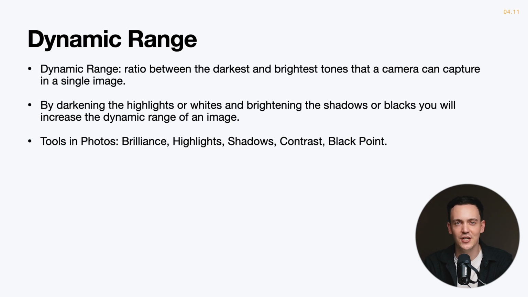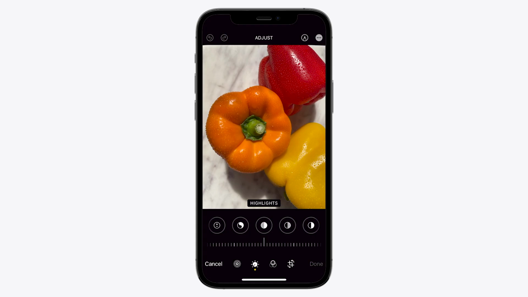Dynamic range is the ratio between the darkest and brightest tones that a camera can capture in a single image. In editing, we can increase the perceived dynamic range by brightening our shadows and darkening our highlights. This can infuse a little bit more detail into both of these sides of the spectrum. This process should be used with a little bit of caution because doing this too much can result in a really low contrast image and can look quite unnatural.